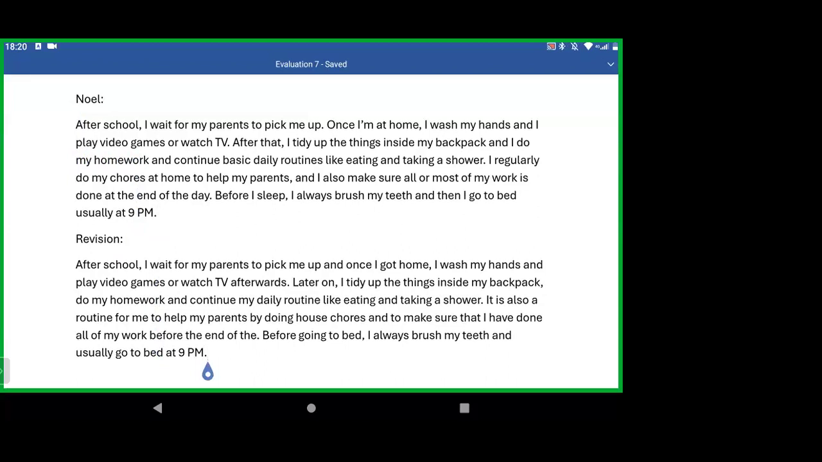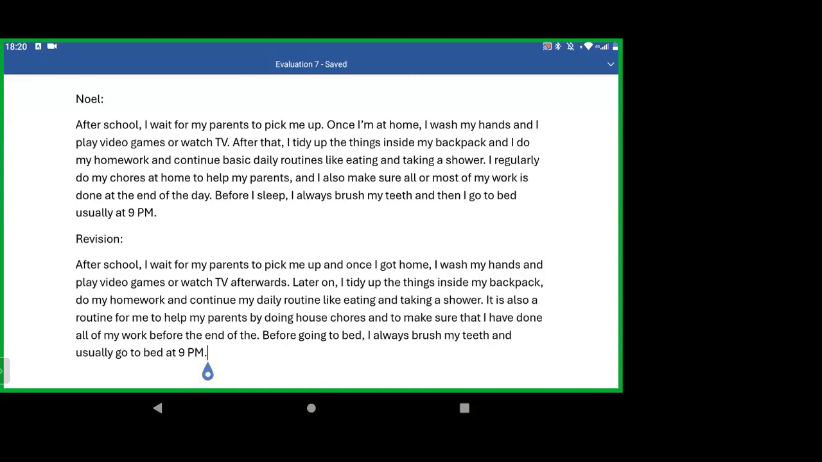After school, I wait for my parents to pick me up. So, and then once I'm at home, I wash my hands and I play video games or watch TV. This is a pretty straightforward sentence, but I do think that we can try to connect these sentences to make one longer sentence. We're trying to avoid sentence fragments like this, but it's still a full sentence, though, with a full stop on every few words. So we are trying to avoid that.